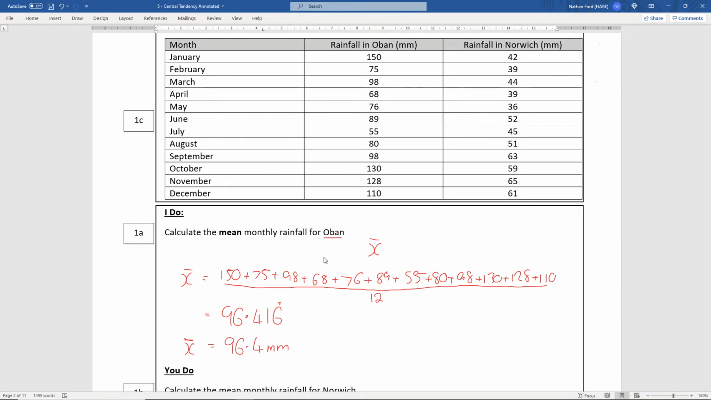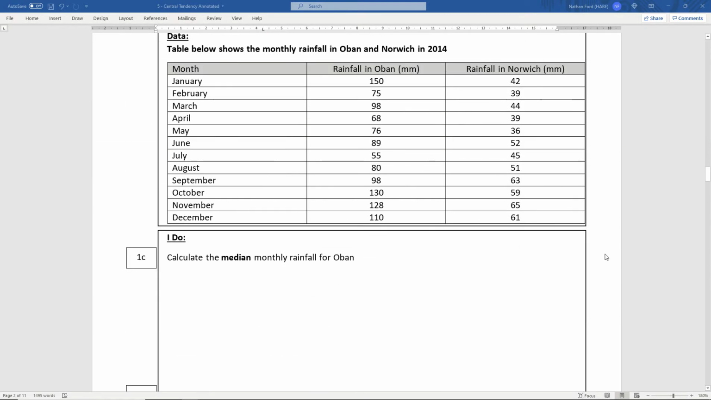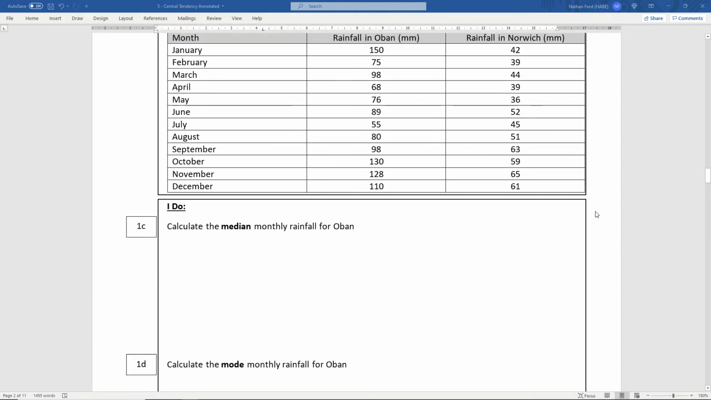What I want you to do now is try doing that for Norwich. And I'll see you on the next question, and we'll look at median. Make sure you pause it here, or we'll go through the next one. So the next one here, the same table.